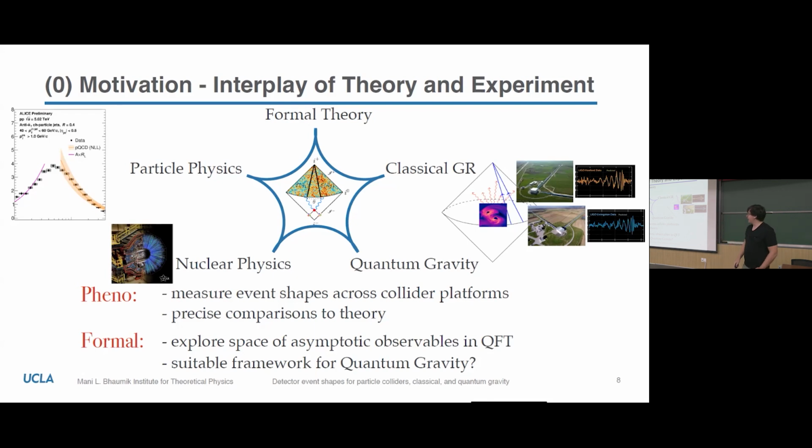From the phenomenological side, you might want to measure some of these event shapes at colliders to study the dynamics of your theory. And the nice thing is that for some of these event shapes, you can have very precise theoretical predictions, and then you can compare experiments to precision theory. From the more formal side, and that's also what I'm mostly aiming for, the gravitational or quantum gravity aspect, you can try to explore the space of asymptotic observables in your quantum field theory. And it seems that this asymptotic measurement setup is the natural or suitable framework for quantum gravity.